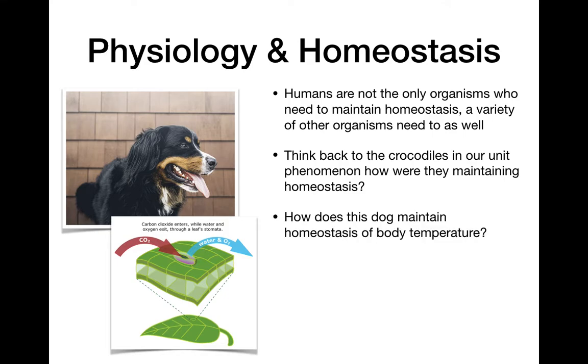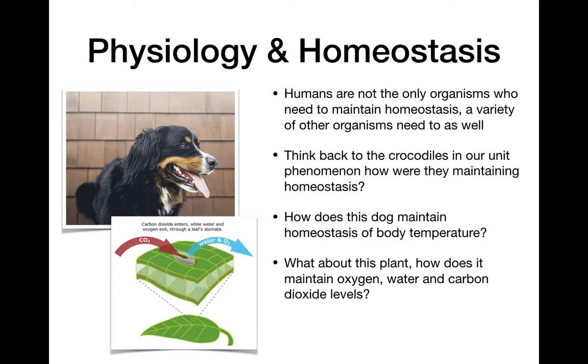Okay, here we have a dog. How is it maintaining its body temperature? Well, if you notice, looking at the dog, it has its tongue out, mouth open. It is panting. And panting is a strategy that dogs and a variety of other organisms use, including birds actually, as a way to cool down if they get too hot. So they pass warm air out of their mouth with their tongue and take in cool air to help cool their entire body.